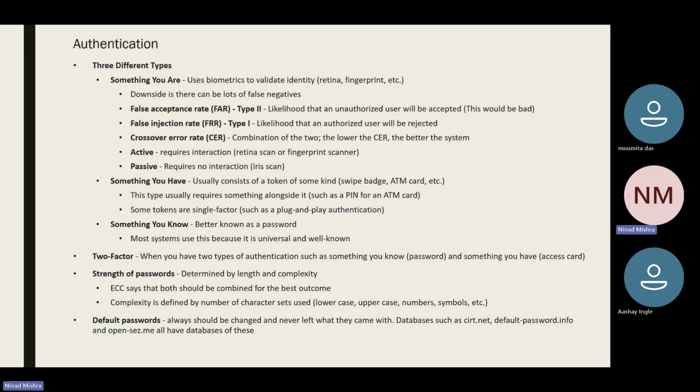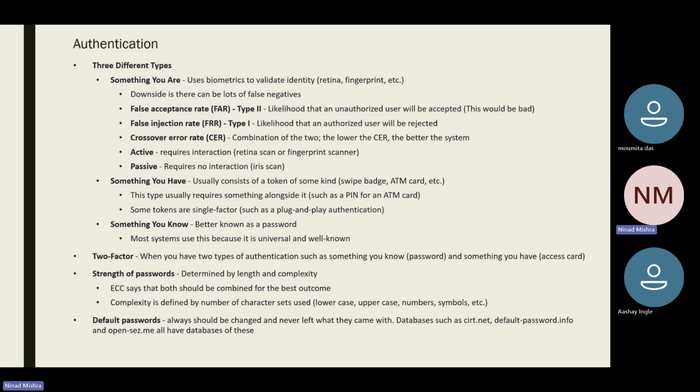There are two types of authentication in this. One is active, which requires interaction, that is your retina scan or finger scan, and one is passive, which does not require interaction, like an iris scan. Usually we don't need to get into those details. Just remember that the first type is something associated with you: retina, fingerprint, any biometric validation.